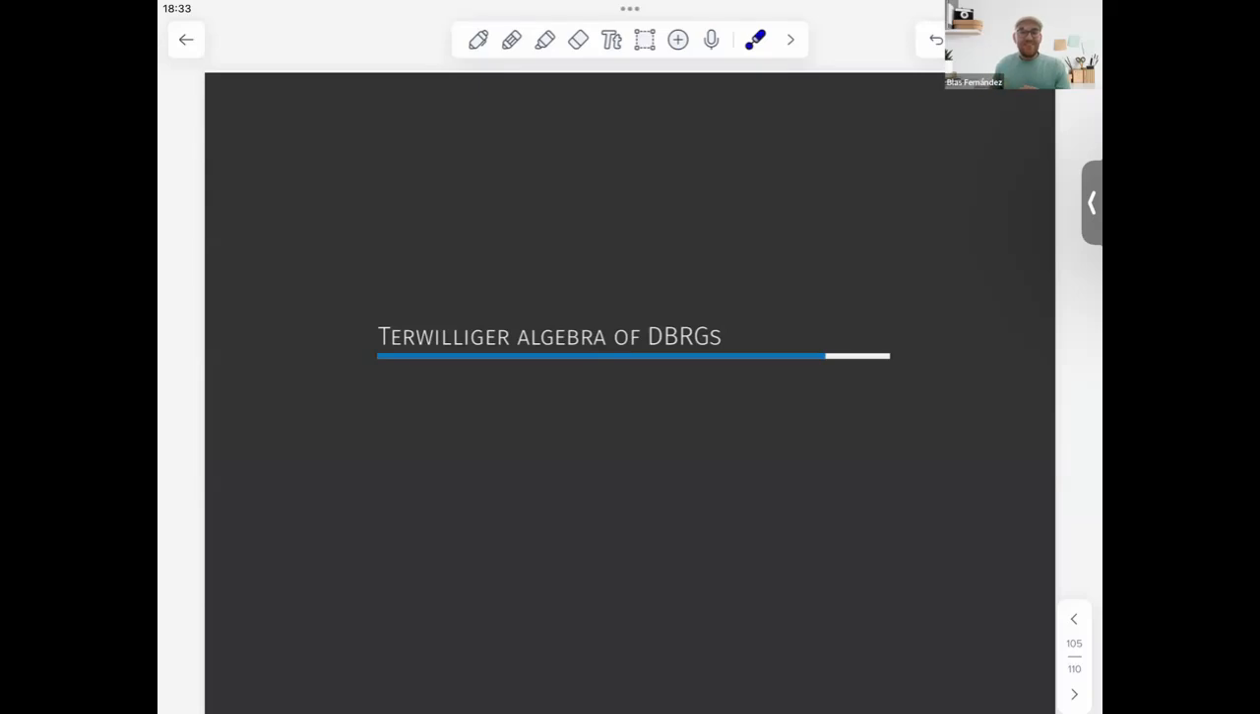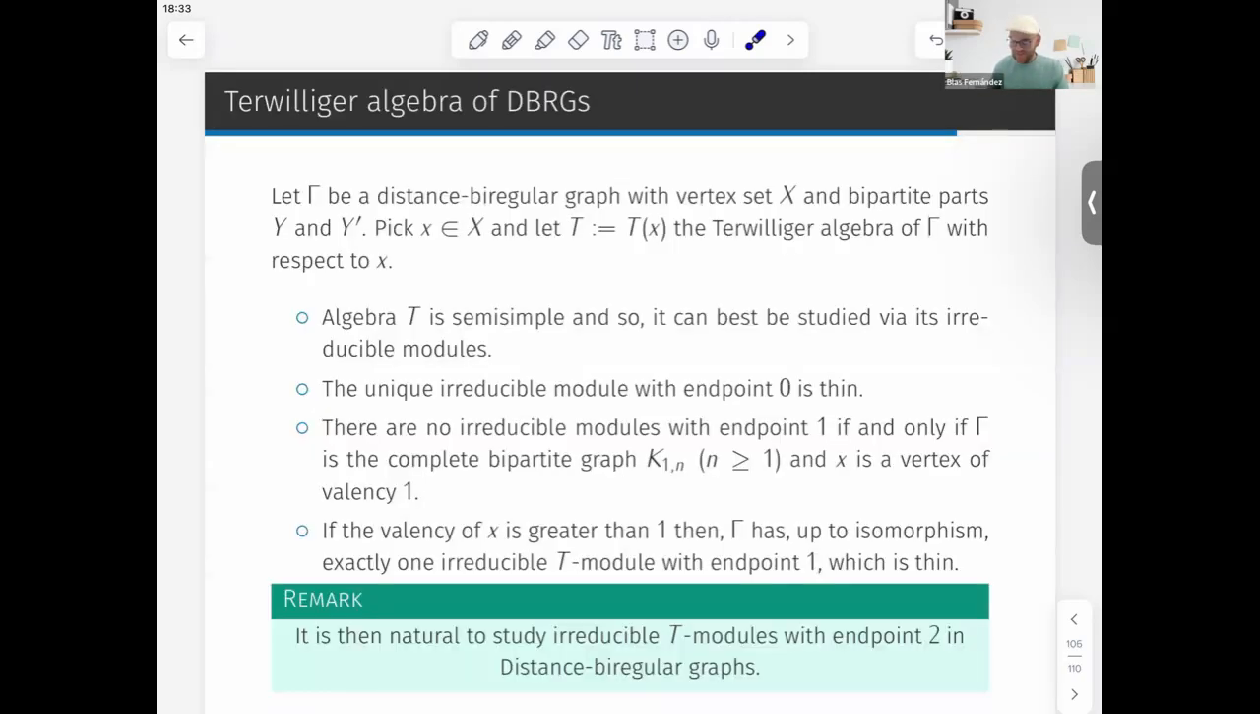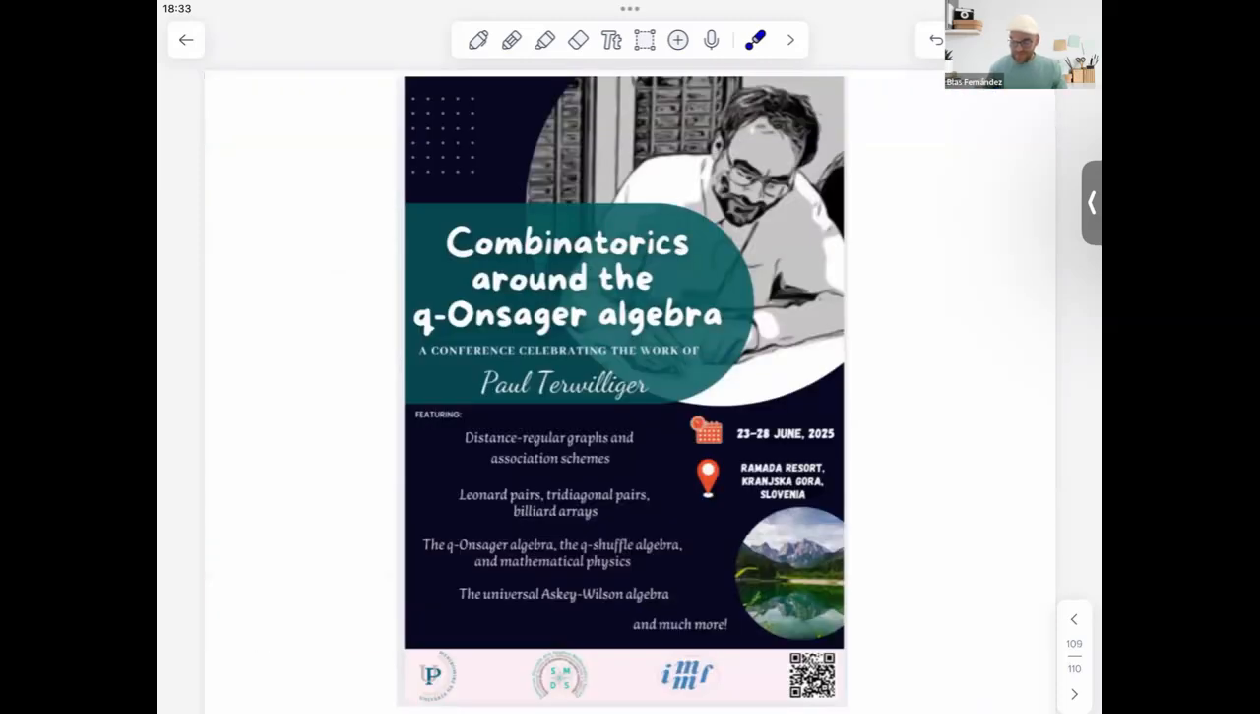And so, as I mentioned, this is why I'm studying this. I'm interested in connections with Terwilliger algebras, and these graphs are natural examples of certain conditions that we would like to study, but I will not explain today.